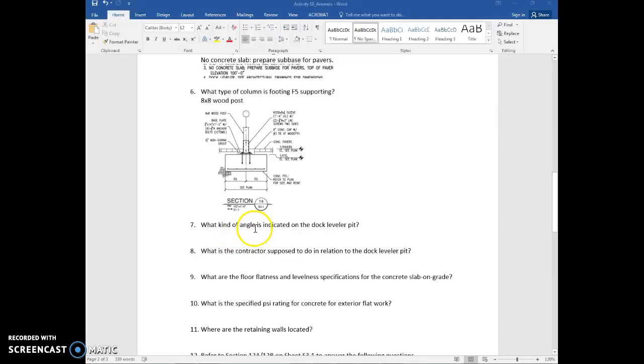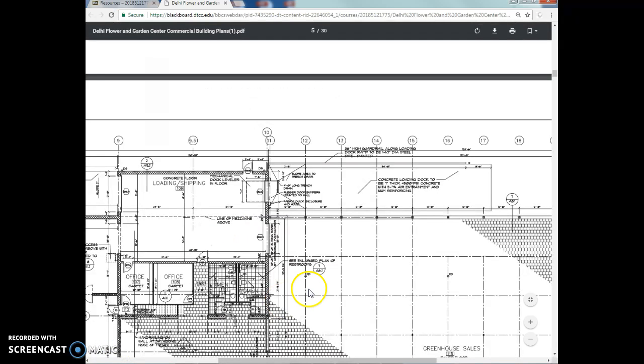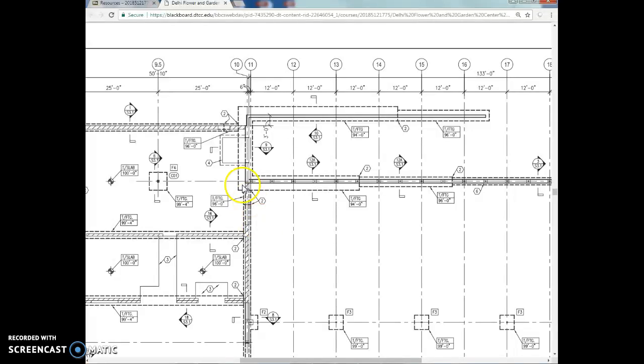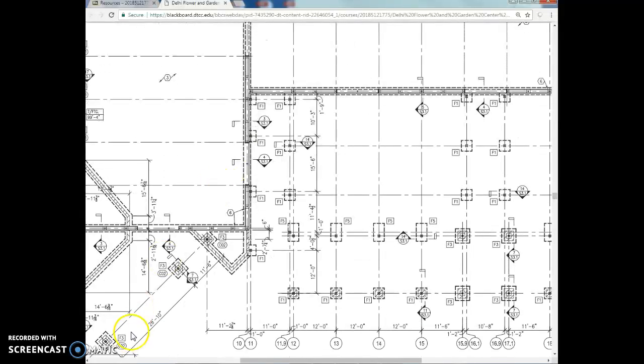Now it says what kind of angle is indicated on the dock leveler pit. And when it says angle, it means angle iron. So we need to find the dock leveler pit. So we need to take a look at the floor plan to find the dock leveler. So we can see that there's a mechanical dock leveler on the floor right here. It's on grid line 10. So this is sheet S1.1, and the dock leveler pit, you can see it right here, located on grid line 10, and it has a note pointing to it that says note 4. So I'm going to check that out to see if that's going to help me.